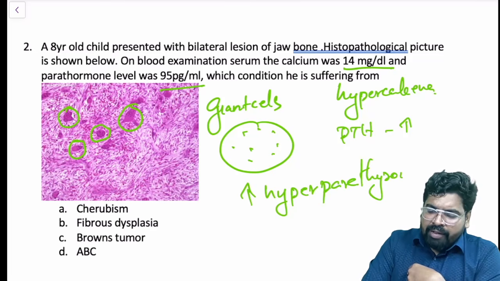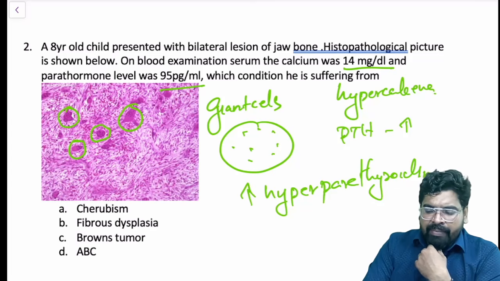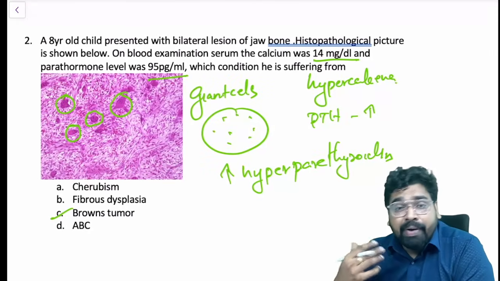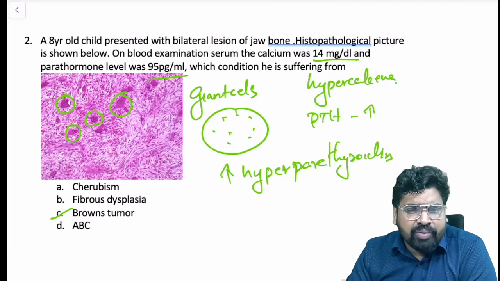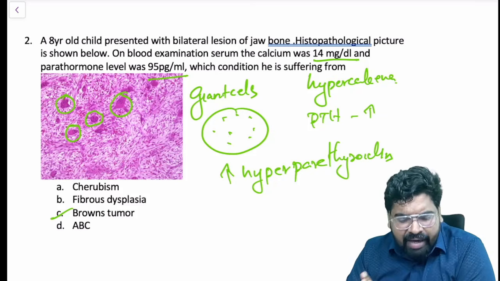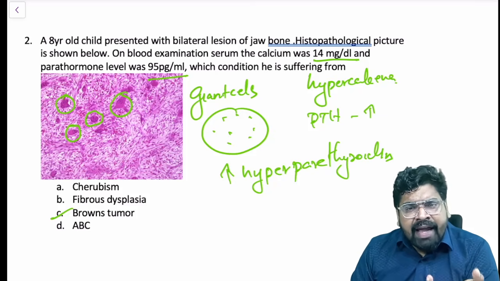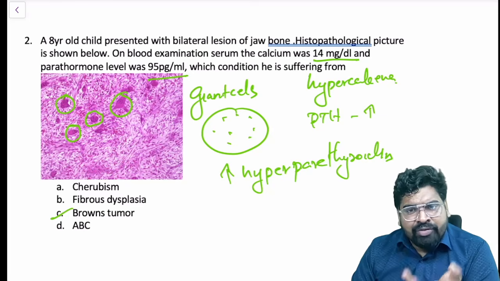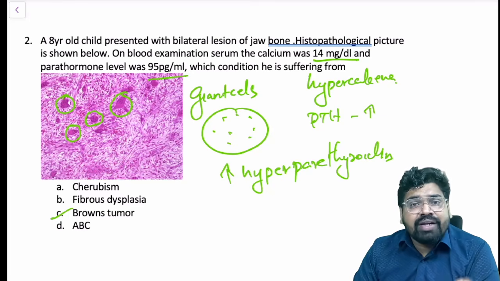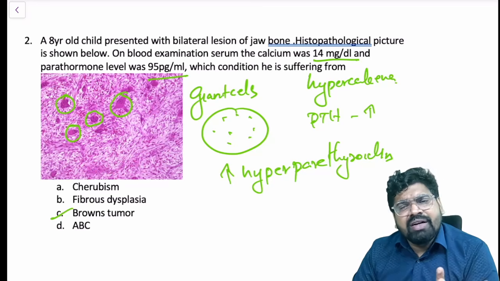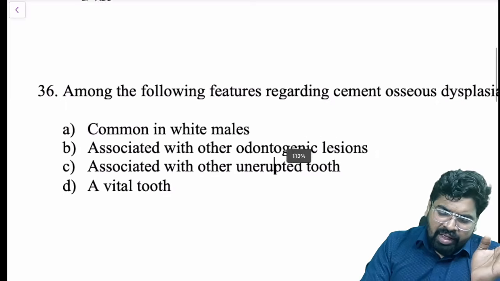Hyperparathyroidism is nothing but your Brown's tumor. It is called Brown's tumor because it is brown in color, because of the hemosiderin pigment in the tumor. Doesn't matter. See, diagnosis by exclusion is what we say: come to the answer by excluding the wrong answers. When the calcium levels are increased, you know that hypercalcemia is there. So you can exclude cherubism and fibrous dysplasia, because you know that in those cases serum calcium and serum phosphorus are normal. So this is one thing.